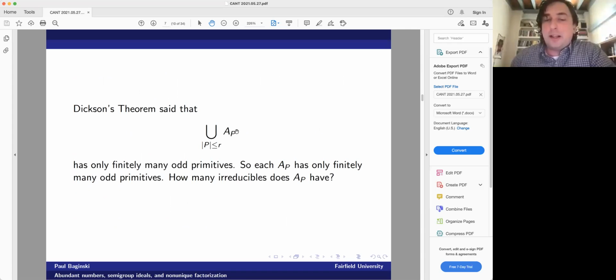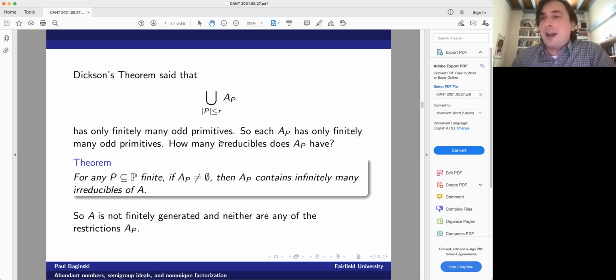Do these only have finitely many irreducibles? That would mean they're finitely generated, or do they have infinitely many? I initially thought they must have finitely many. I could just use Dixon's lemma again for the same proof, but that logic was wrong. It turns out that every one of these restrictions, A sub p, contains infinitely many irreducibles. And so all of these are not finitely generated, and that means the factorization structure is already pretty interesting.